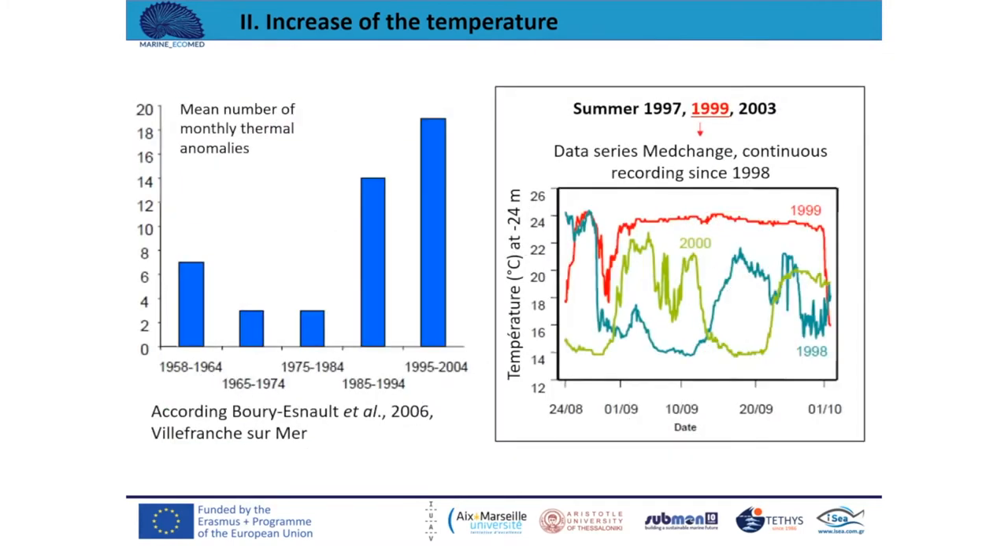The increase in temperature is also reflected in more and more frequent episodes of thermal anomalies. Thermal anomalies are periods of time during which the temperature is abnormally high. The year 1999 was one of the hottest summers in the Mediterranean.